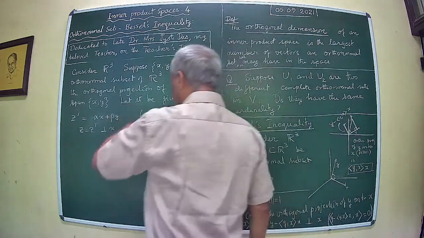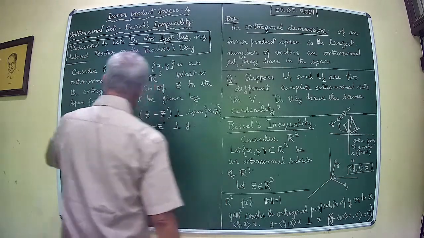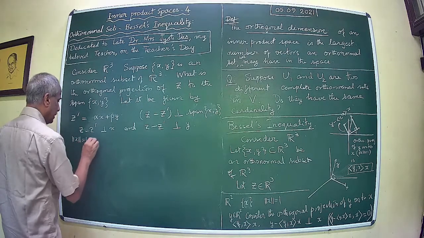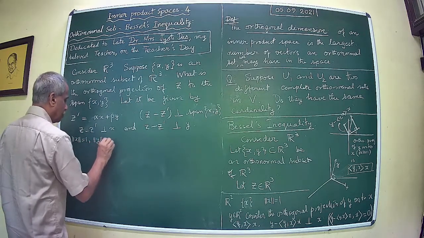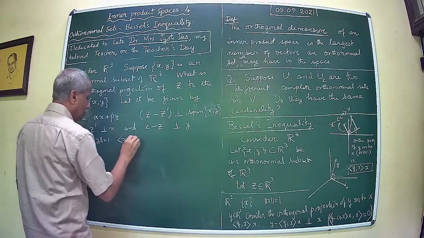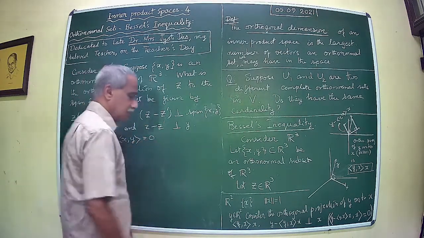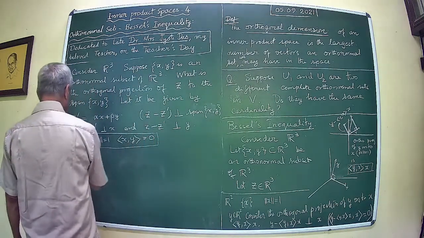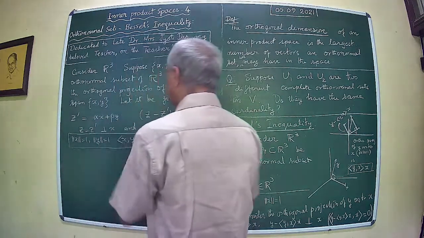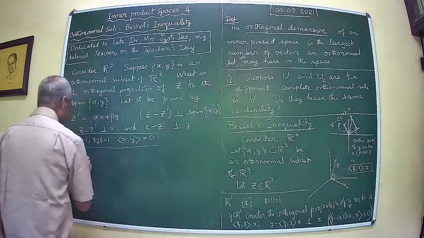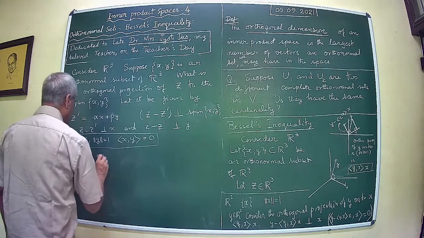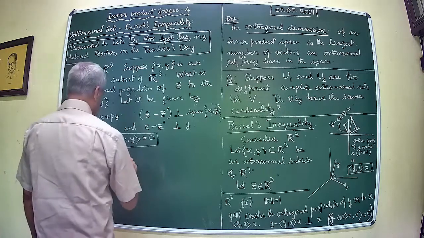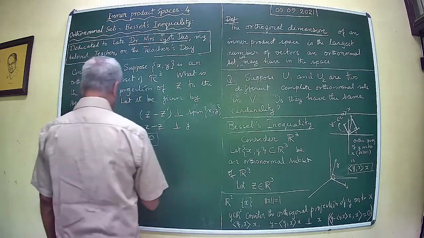And this is an orthonormal set. So norm of x equal to 1, norm of y equal to 1, inner product of x with y equal to 0. This is what you have. Now, what is z prime? Z prime is taken as this. Therefore, you need z minus alpha x plus beta y orthogonal to x.